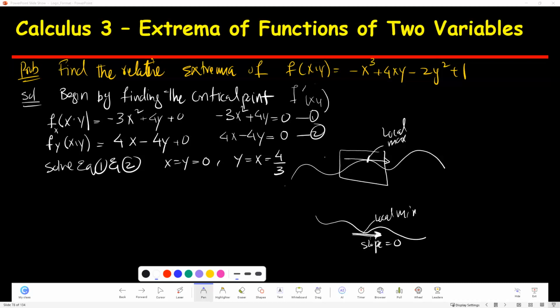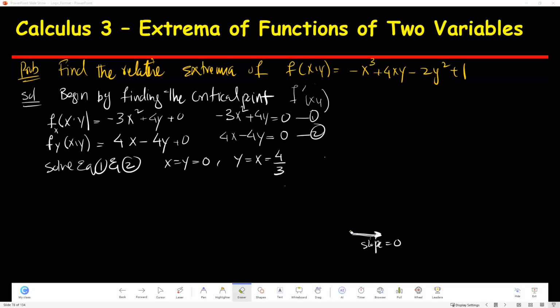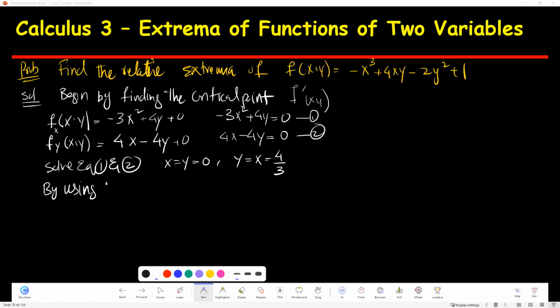Now I need to apply the second derivative test. I'm going to erase all of these because I need space. I'm going to write second derivative test. Some books or contexts call it just the derivative test.